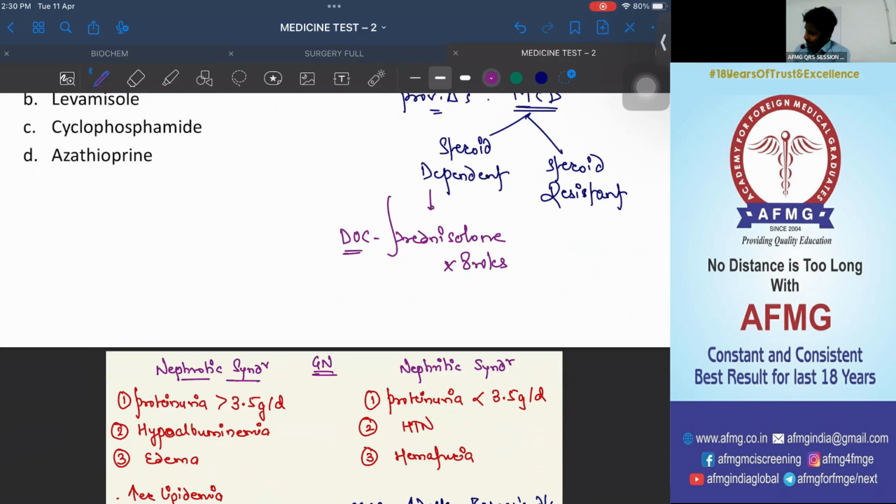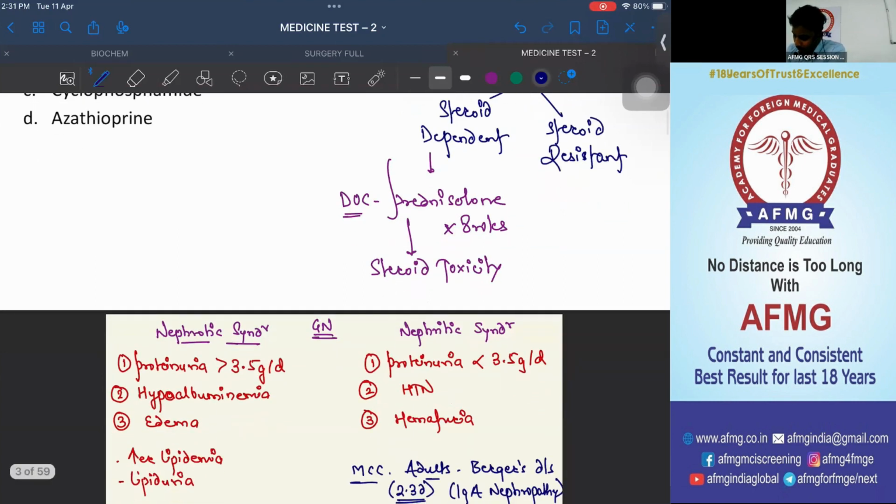Okay. If the patient develops steroid toxicity, now what will happen? If you are giving steroids for such a long time, definitely steroids are not safe drugs, right? They have their own side effects. That is the reason why the patient can develop steroid toxicity if you are giving steroids for a longer duration of time. So if the patient develops steroid toxicity, then what should be your drug of choice, guys?